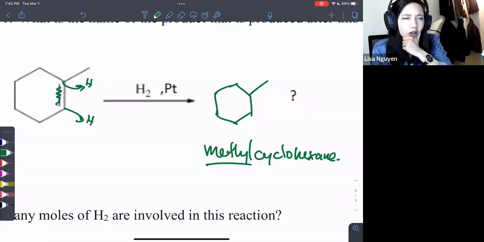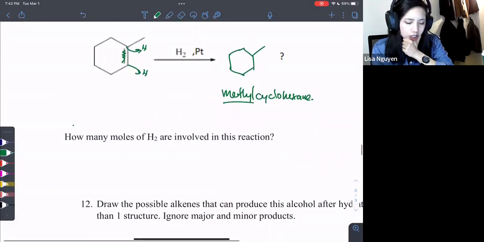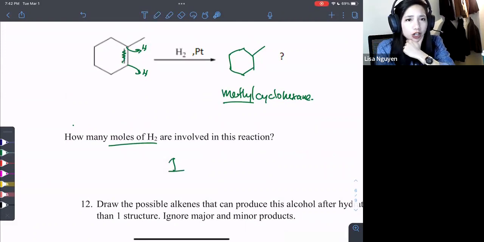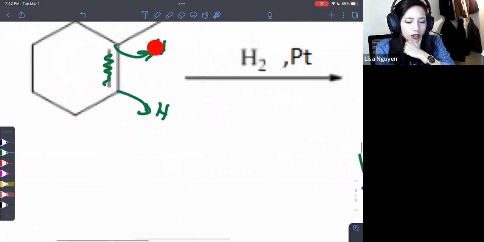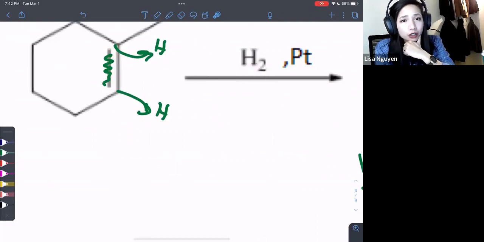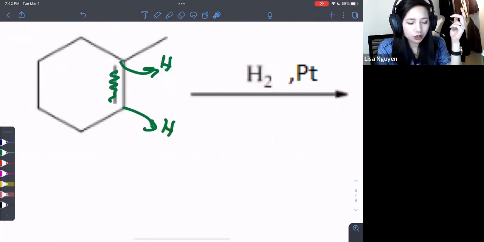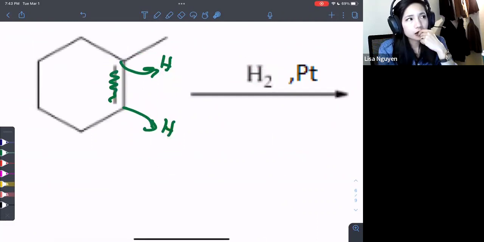So we don't even have to say carbon 1. So yeah, methylcyclohexane. And then the question is, how many moles of H2 are involved in this reaction? It would just be 1 because we just have 1 double bond that we're hydrogenating. So for each double bond, we add 2 hydrogen atoms. But a hydrogen molecule, H2, is 2 atoms. So we need 1 H2 molecule to undo one double bond.